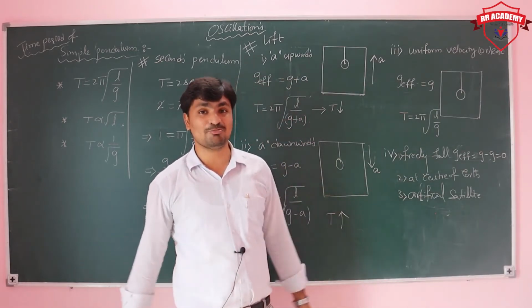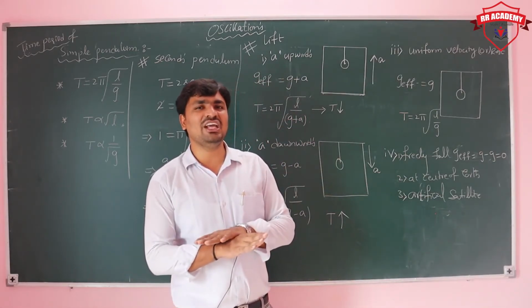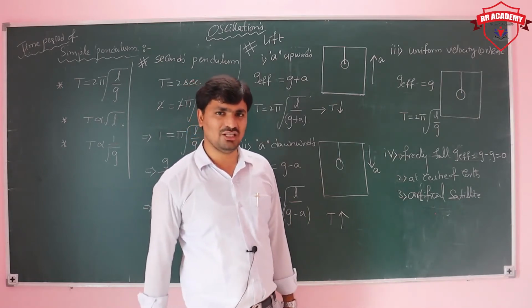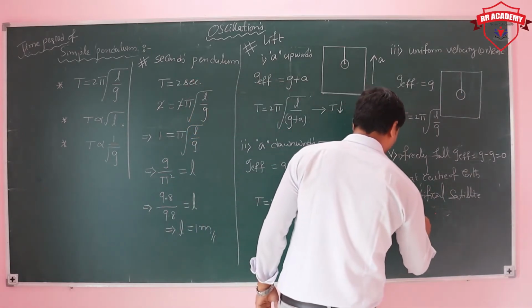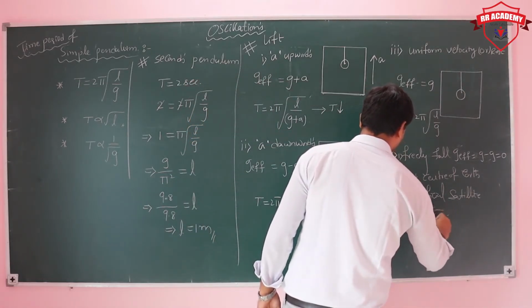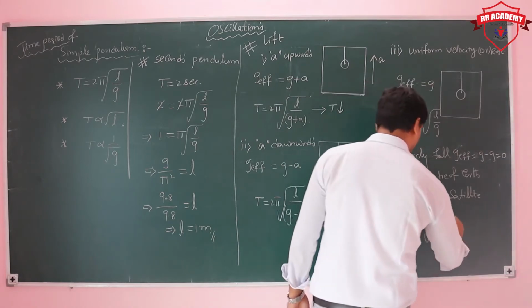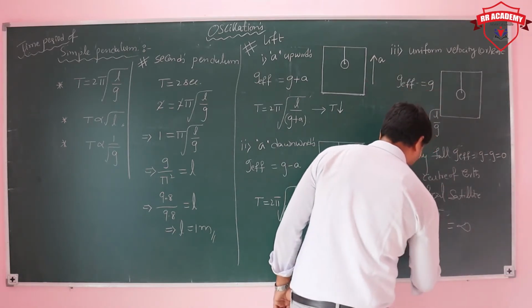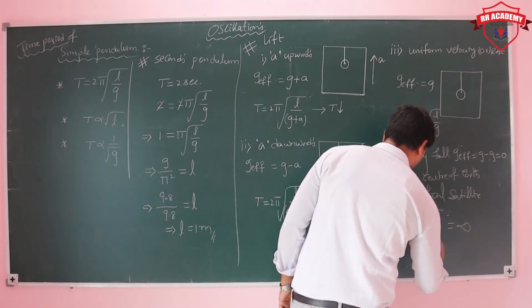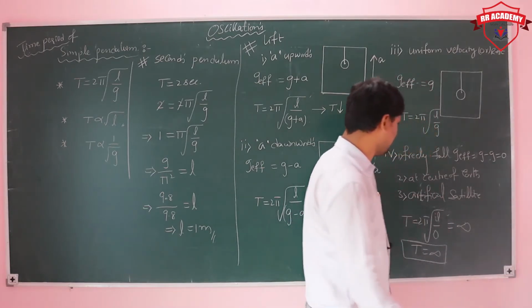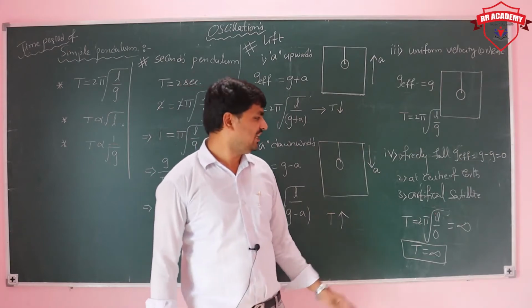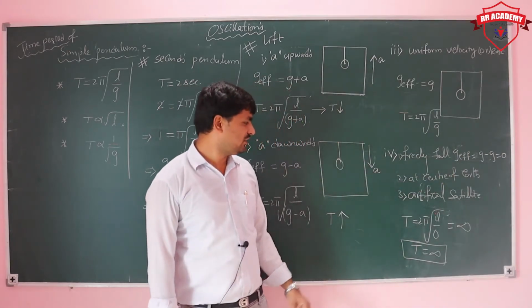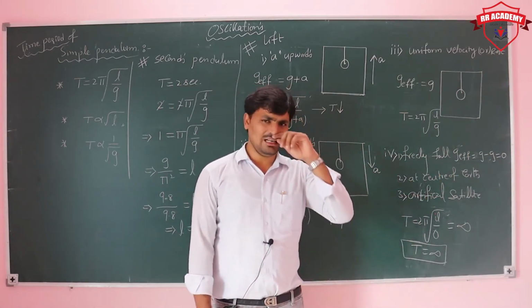In gravity free space, wherever you can take the gravity free space, what is the time period of the pendulum? The time period of the pendulum goes to 2 pi under root L by 0. Something upon 0, how much are you getting? Infinity. The time period of the pendulum is going to be infinity in these places, in a freely falling lift, or at the center of earth, or in the artificial satellite.